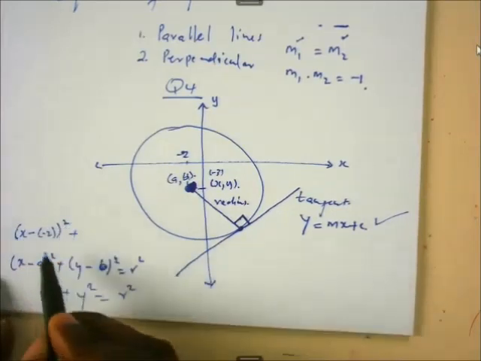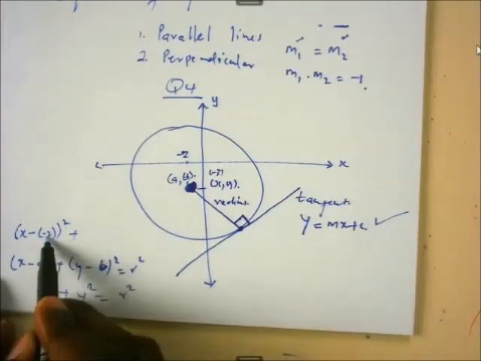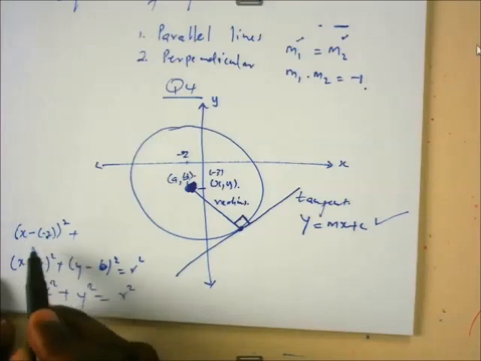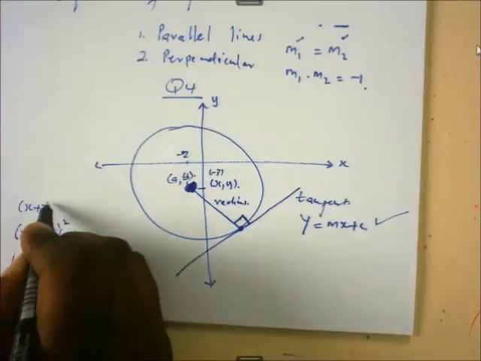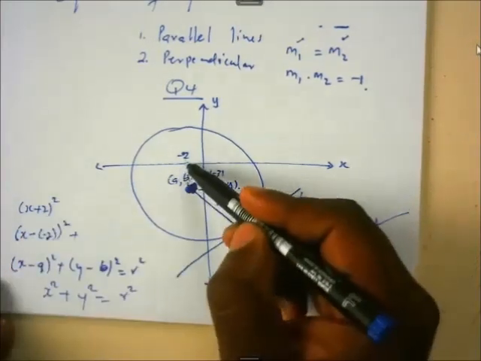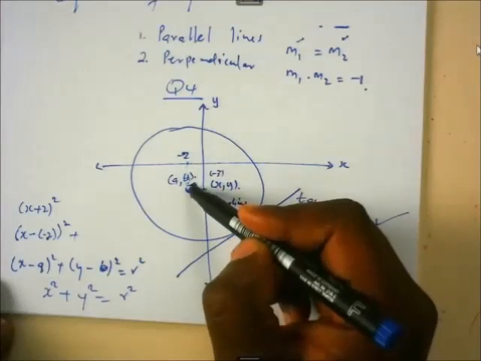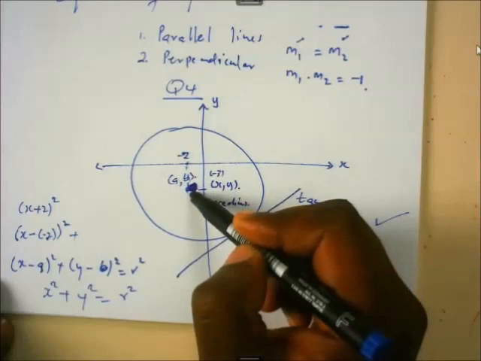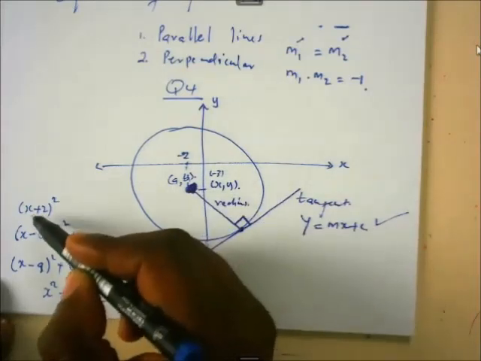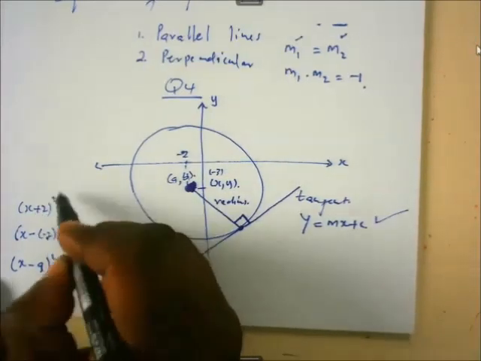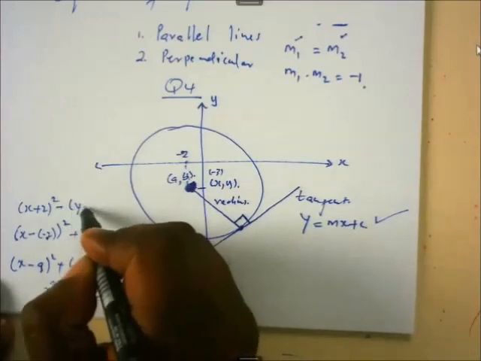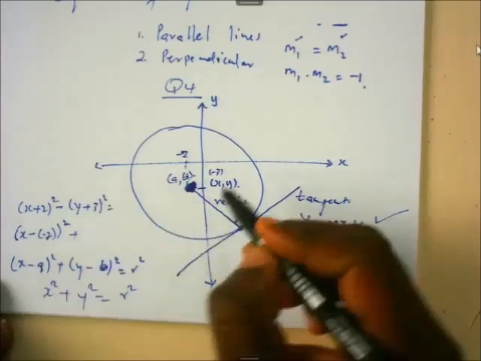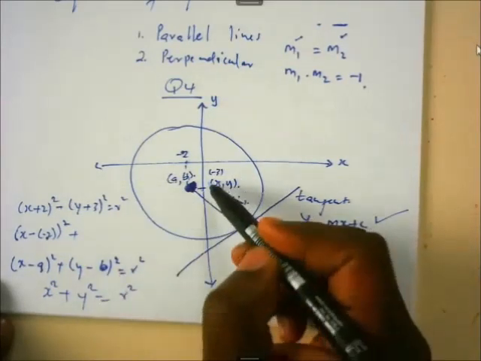All squared plus. A is -2. So when you simplify, it becomes x plus 2 squared. Even though here it is -2 for A at the center, in the equation now it becomes x plus 2, and the other one becomes y plus 3 all squared is equal to r squared.